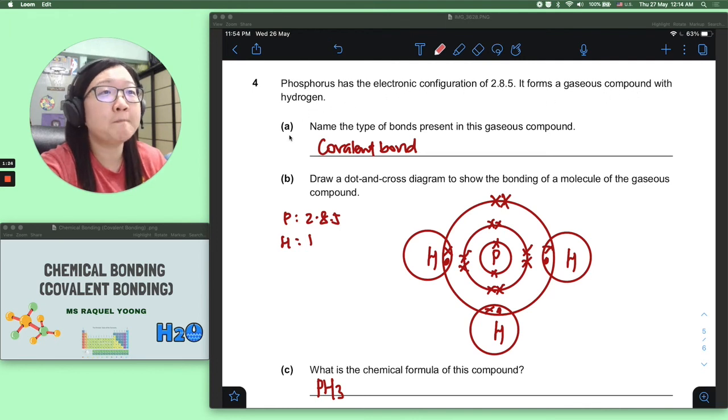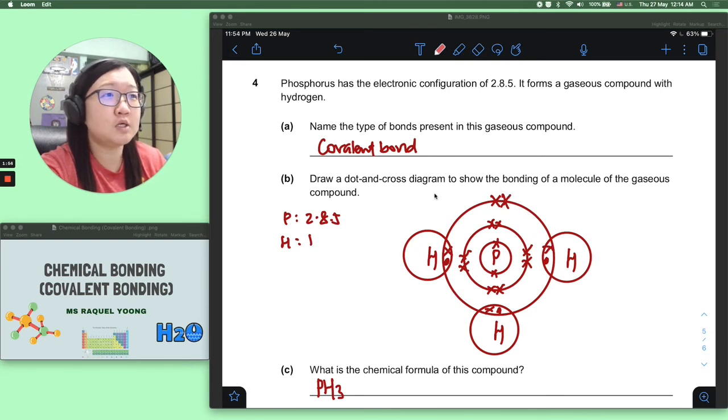Okay, part A, name the type of bonds present in this gaseous compound. It's covalent bond. Part B, draw a dot and cross diagram to show the bonding of a molecule of this gaseous compound. Again at the side, we work out the electronic configuration. We know that each phosphorus atom will need to share 3 electrons because it is 3 electrons away from a stable octet, and hydrogen will be sharing 1. So this is your diagram.